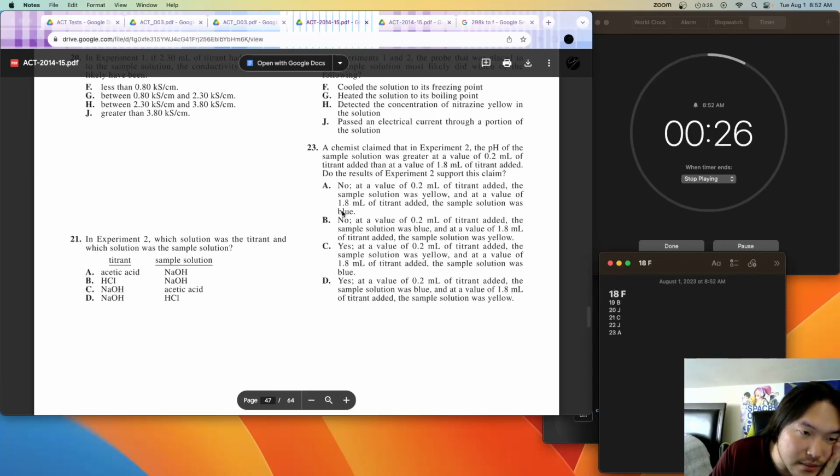Yeah, it's blue when it's basic. High pH means that it's basic. That's very important here, right? You need to understand low pH is acidic, high pH is basic. No. You're just wrong. The description for B is wrong. The answer is correct, but the explanation is wrong here.